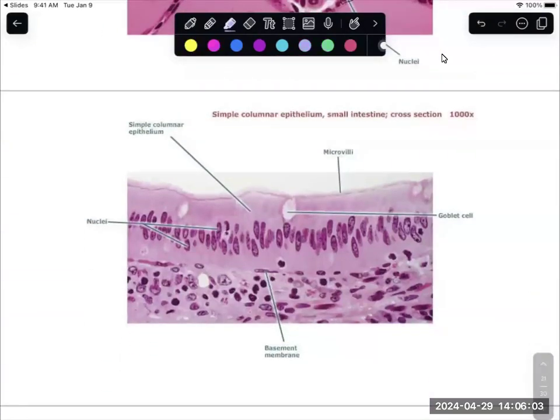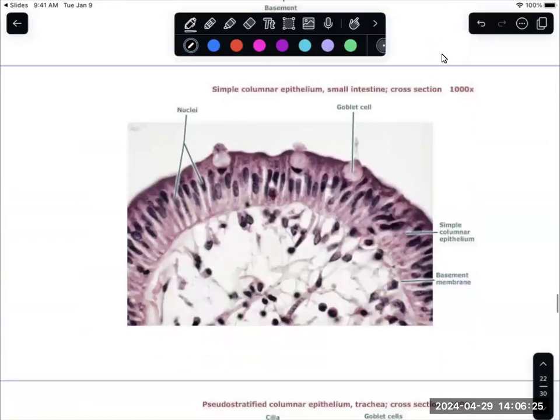Here is a simple columnar epithelium. Again, we have these tall, narrow cells. And look at the nuclei. They are pretty well lined up. Here's another example of that simple columnar. So these nice tall cells here, with those nuclei in that nice neat row.